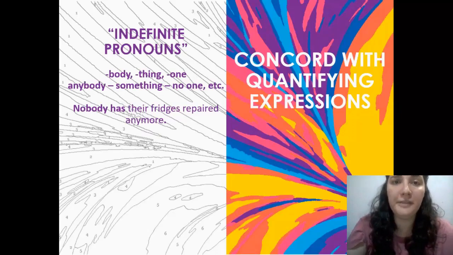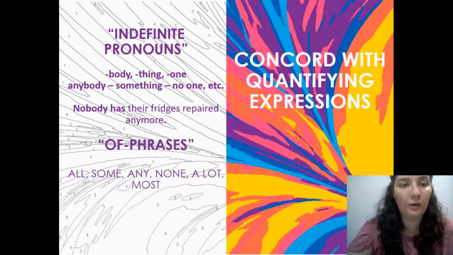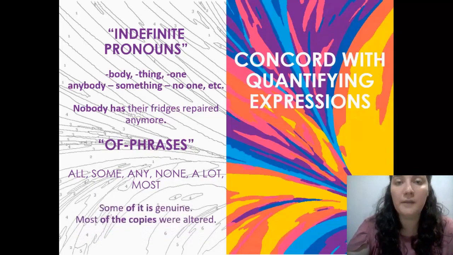There are a number of indefinite pronouns which are followed by of phrases, as for example the pronouns all, some, any, none, most, and the like. And concord varies in this case according to the noun which follows the of phrase. We have two examples here. In the first, we have applied a singular verb because it has a singular reference, and in the second example, we applied a plural verb because copies or the copies suggest a plural reference.